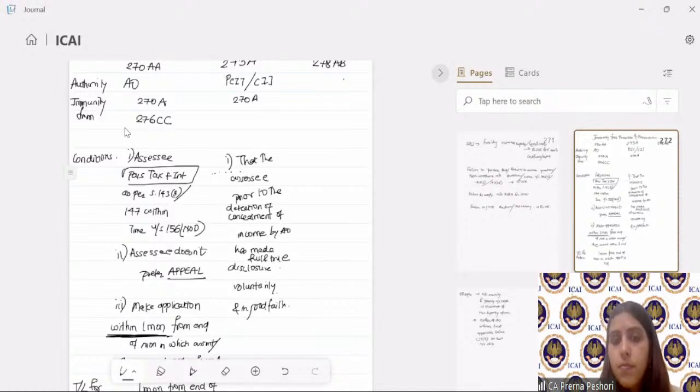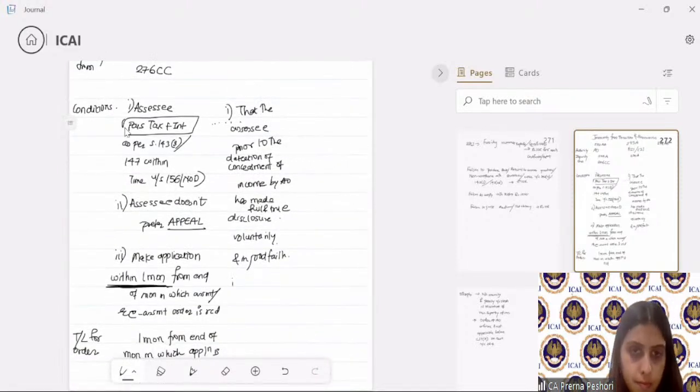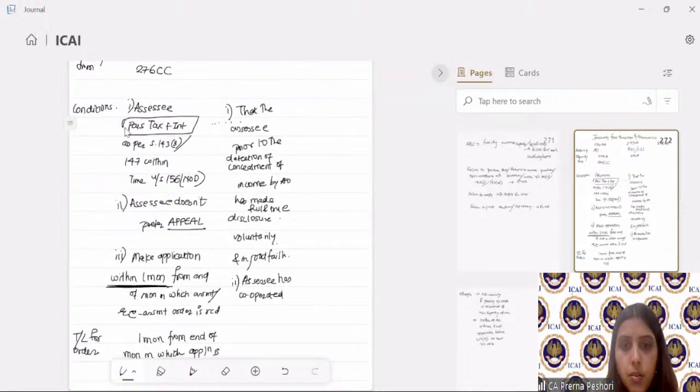Is that clear? He has cooperated. The assessee has cooperated with the department in any inquiry relating to the assessment. So, assessee has cooperated in the assessment. The assessee should have paid the tax or interest.